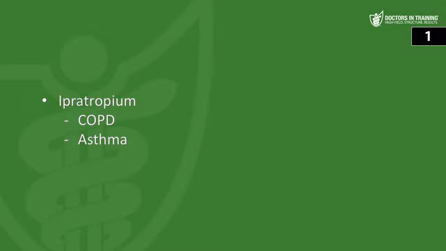The first one we have here is ipratropium. So this is used to treat COPD and asthma. It's often used in combination with albuterol, sometimes on its own.